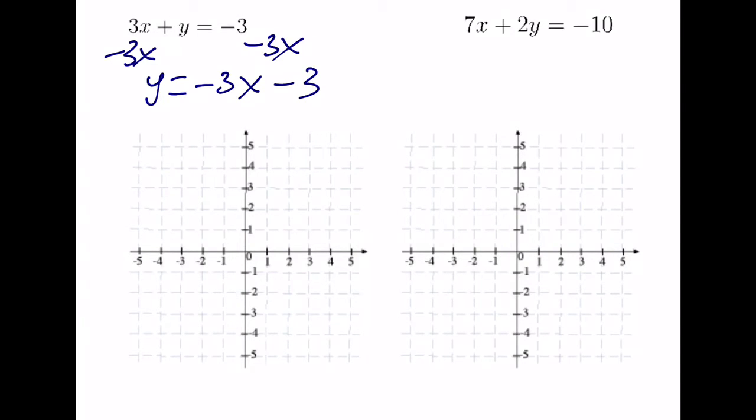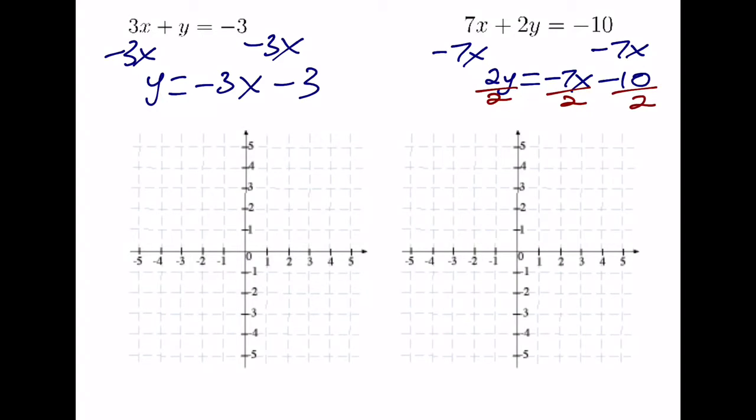On the right, I would take minus 7x and I'm left with 2y is equal to negative 7x minus 10. I'm going to divide everything by 2, and my final equation is y is equal to negative 7 halves x minus 5.